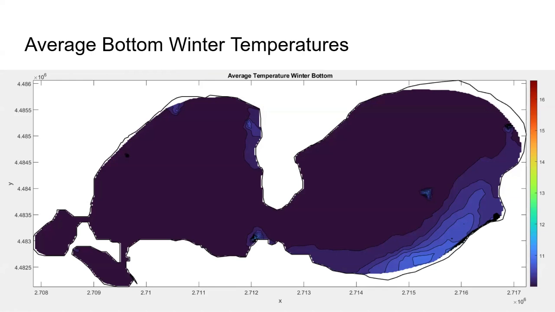This is the bottom of the winter temperature map gradient. Most of it is stable since it's the bottom. The light doesn't reach down there as much as on the surface. And as you can see, it's mostly just cool and stable.